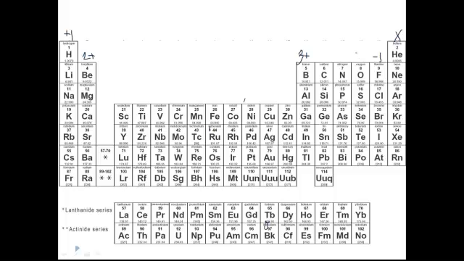Group 16, they have 6 valence electrons. So they're going to gain 2. So they'll have a -2 charge. Then in group 15, they have 5 valence electrons. They're going to gain 3 electrons for a -3 charge. So you should have this written at the top of your periodic table now to be ready for the next part.